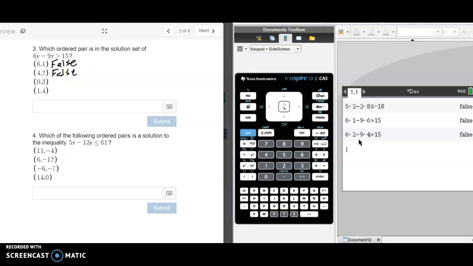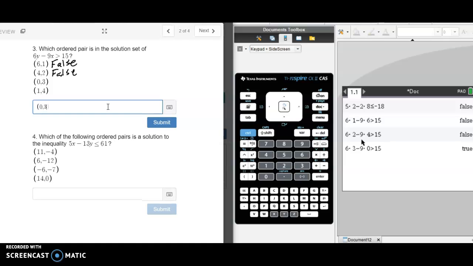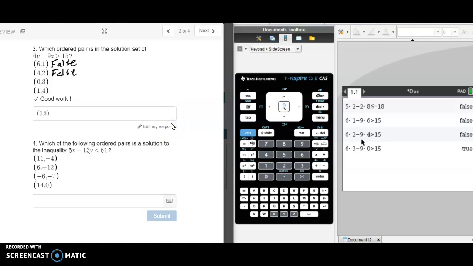Now I'm going to do the next one. Again, I go up. When it highlights, I hit enter, and then I'm going to replace the numbers I want to replace. My X is 0, and my Y is 3. Hit enter. True. I got my true. So there's my answer right there. So I go here, and I'm going to type in 0, 3, submit. Good work.